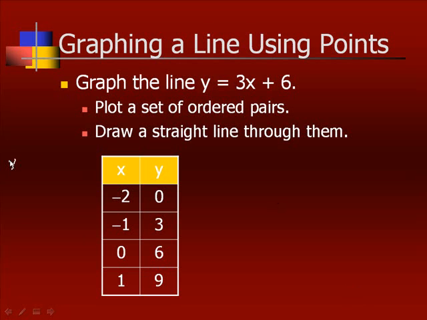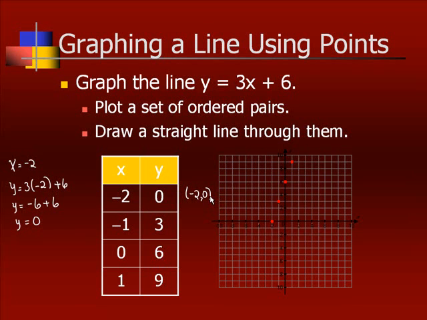So for instance, if x is negative 2, we'd get y equals 3 times negative 2 plus 6. So y is equal to negative 6 plus 6. So y is equal to 0. This gives us the ordered pair, negative 2, 0. And then we continue for the other three ordered pairs.